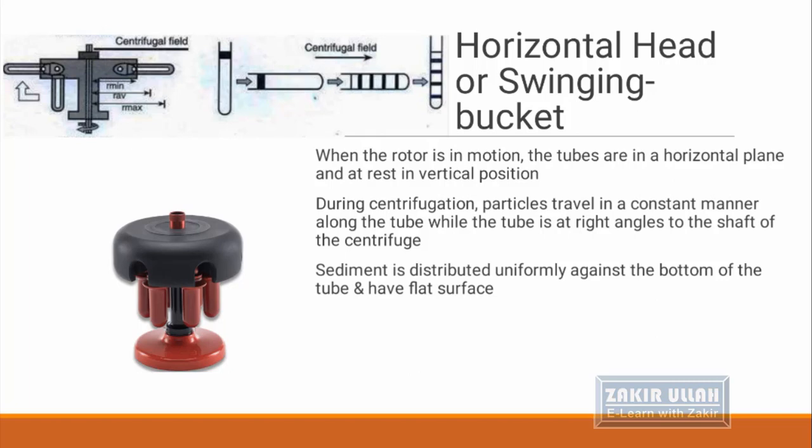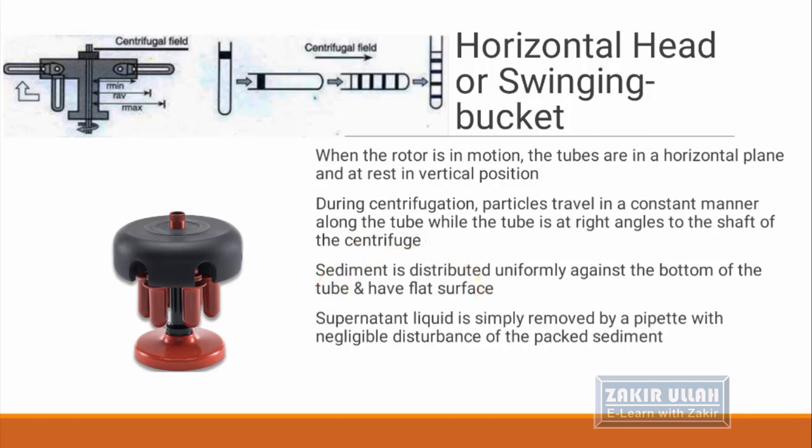The surface is flat because the force is directed to the end of the tube, and the tube is at right angle in a horizontal position, so the pellet has a flat surface at the top. The supernatant liquid is removed easily with the help of a pipette without disturbing the pellet which is formed after centrifugation.